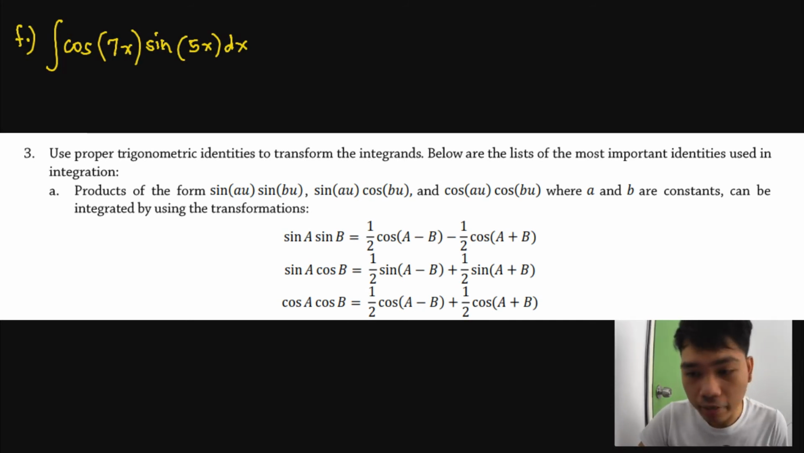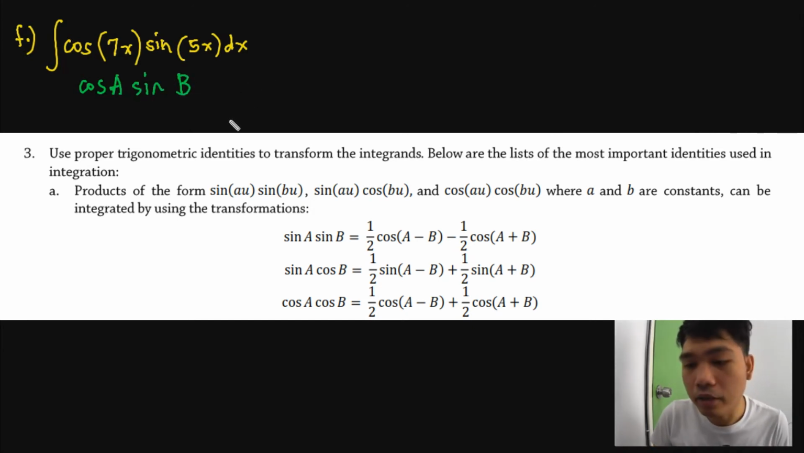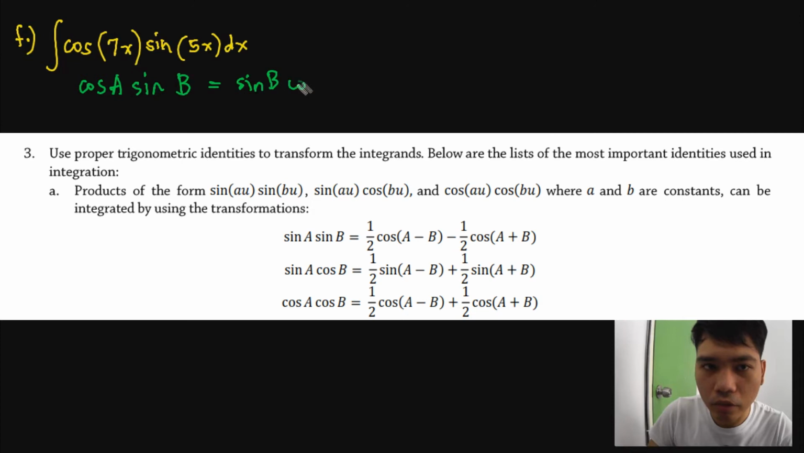sine A cosine B. So yung nasa gitna. Kasi 'di ba, even if this one is cosine, yung form nito kasi is cosine A and then sine B. But we know very well na ang ating multiplication is a commutative property. So with this, we can just say na yung ating cosine A sine B is also equal to sine B cosine A.